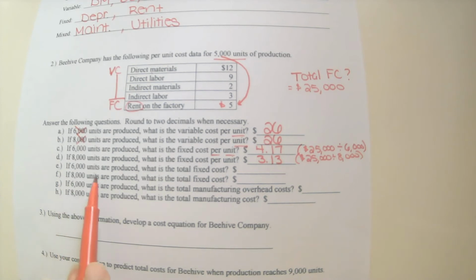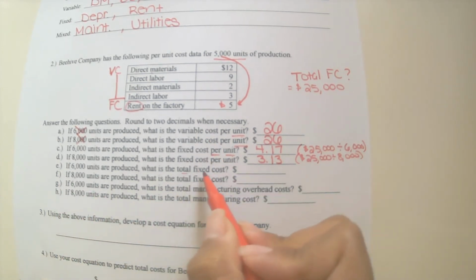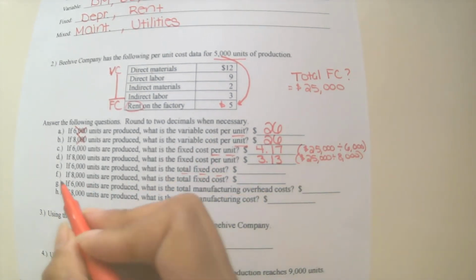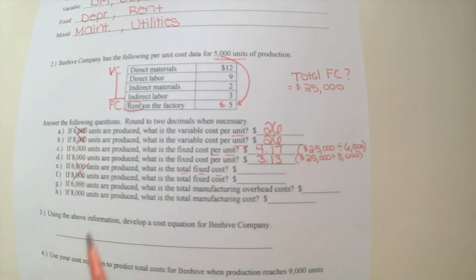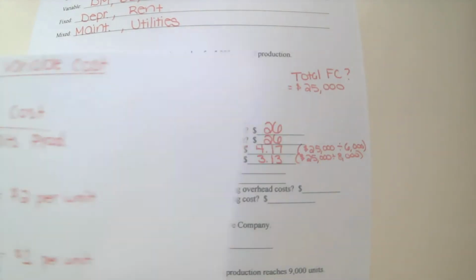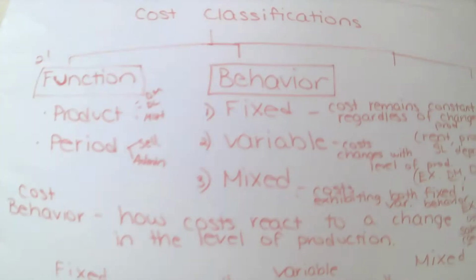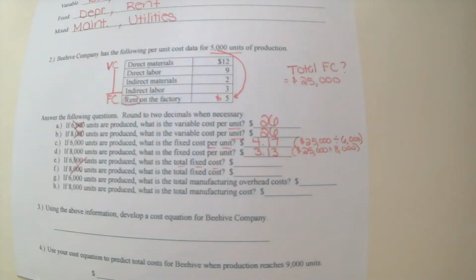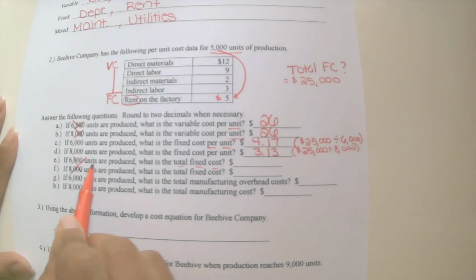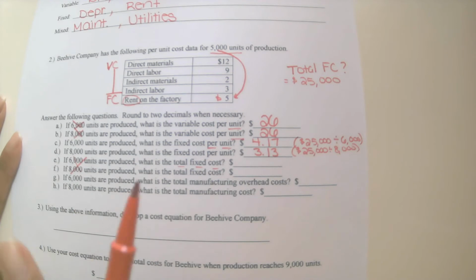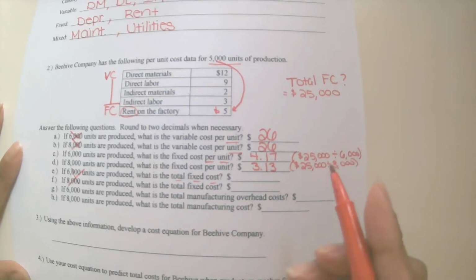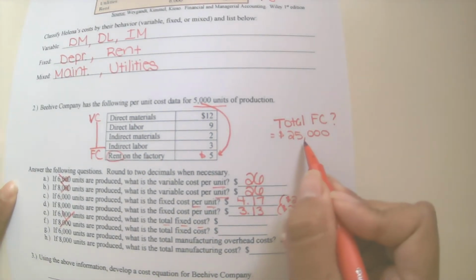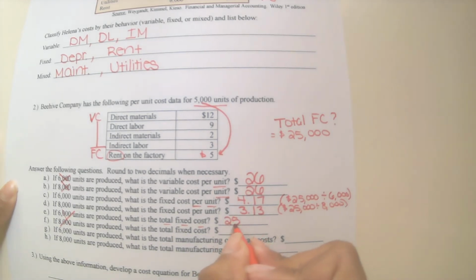Now we're on E. If 6,000 units are produced, what is the total fixed cost? Tricky. All right, I'm just going to cross that out since I don't need it because we know that total fixed cost doesn't change, right? Total fixed cost doesn't change regardless of the number of units produced. So again, they're just trying to confuse you by giving you all these different units. We remember our definition of total fixed cost, that it stays constant. Total fixed cost was 25,000. Done.